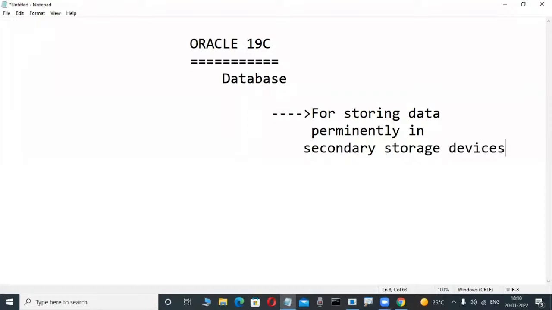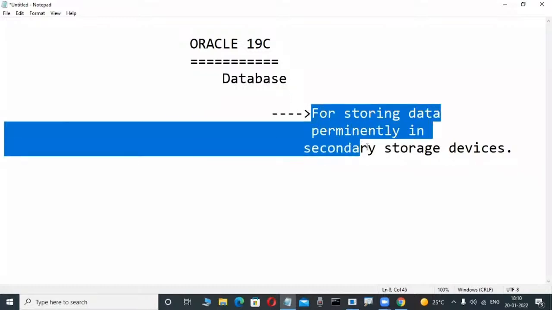Permanent. Suppose today we are storing data, then after 5 years, 10 years, 20 years, 100 years also your data is available. You are using it. That's why Oracle is a product from Oracle Corporation. Some version number is there. This is a database product, one of the popular databases. But what is the purpose of that? For storing data permanently in secondary storage devices.